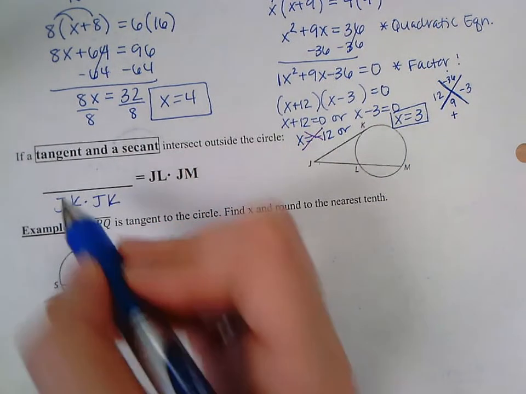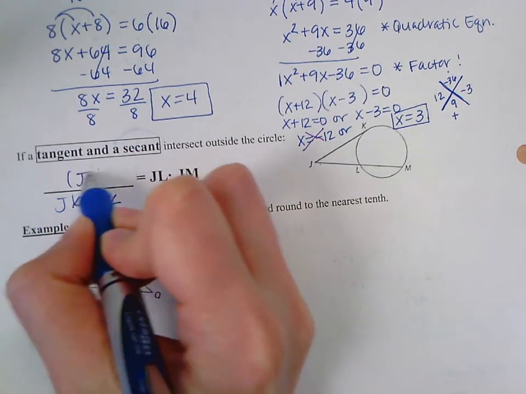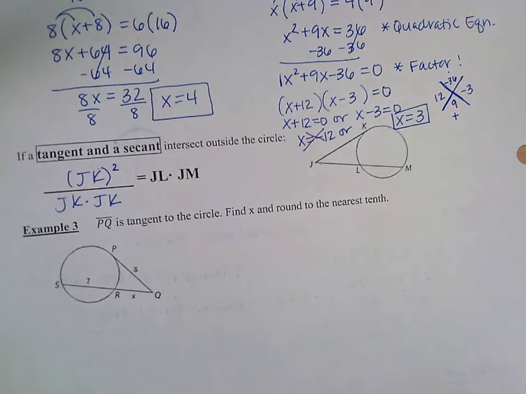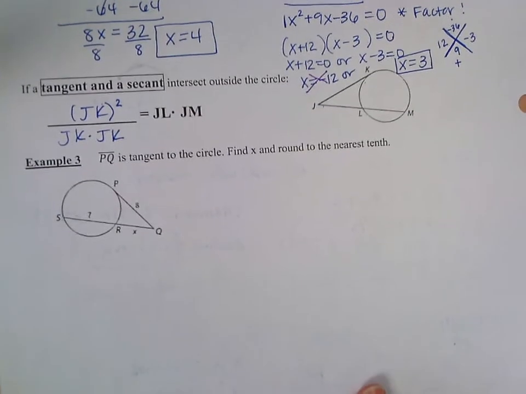So it's JK times itself, which you can write as JK squared. So just knowing that when you have a tangent like that, it's both the exterior and it's the whole segment. So you're really just multiplying it by itself. So not a different formula, but just specific when you have a tangent.